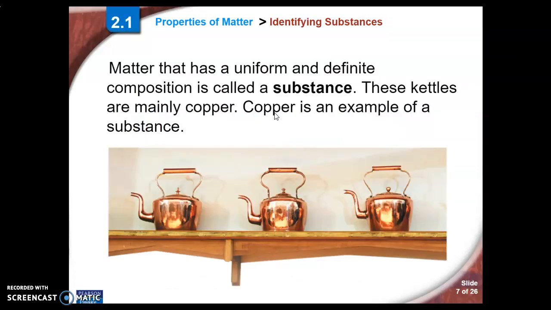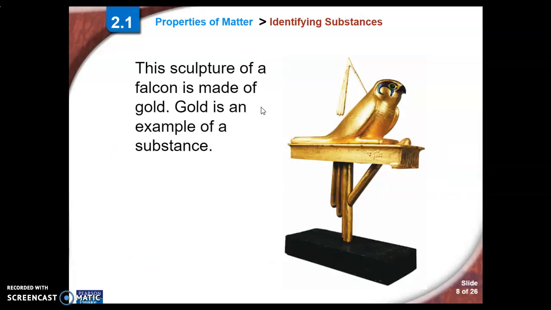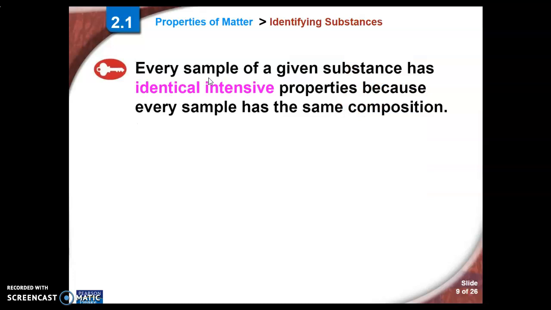So copper is an element, and it's a substance because it is pure. It has uniform and definite composition. That's what makes it pure. Gold is an example of a substance because if you take this gold and make pieces, each piece still has the same physical property, identical intensive properties. That is what we call substances, pure matter.